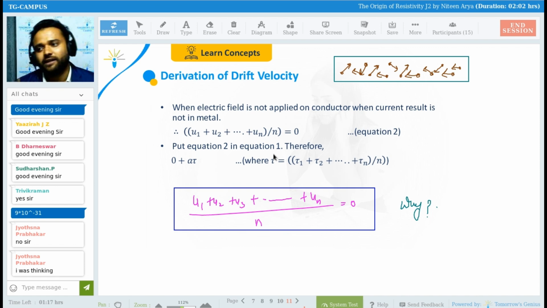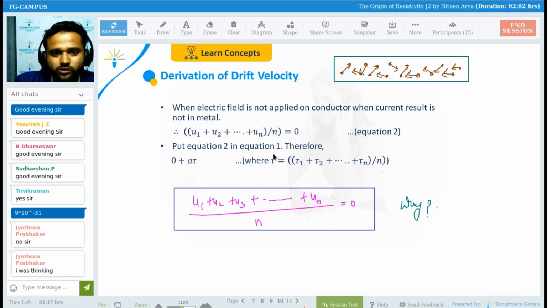Another simple example: take marbles in any particular closed box. Shake it like this, and just put it down. After a minute or two, the average velocity of the marbles is going to be at rest again. That is the basic thing. Clear, everyone?